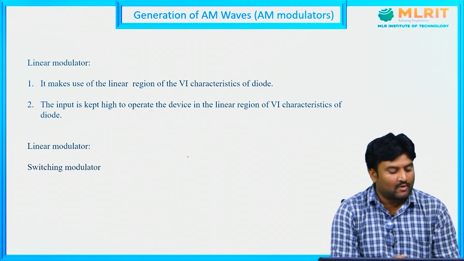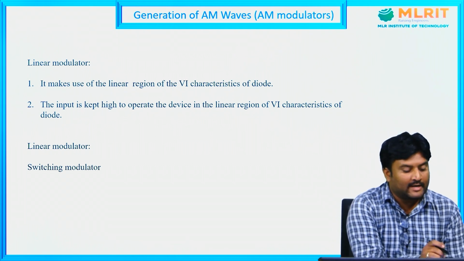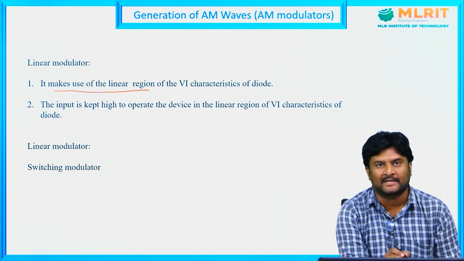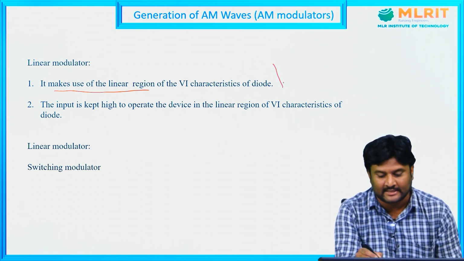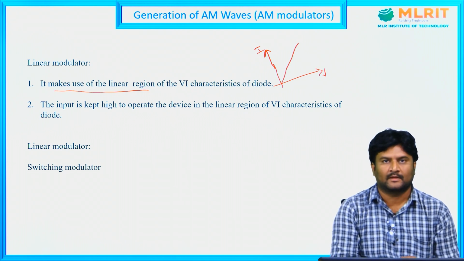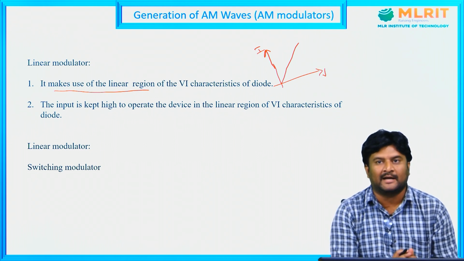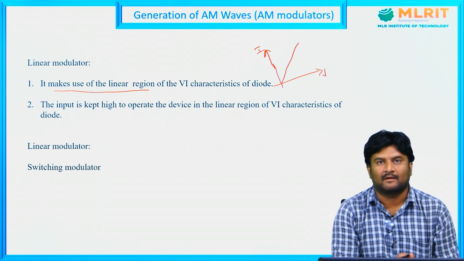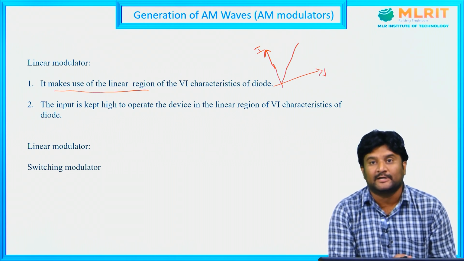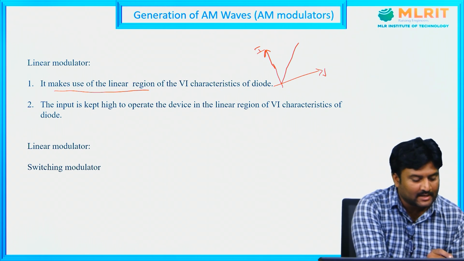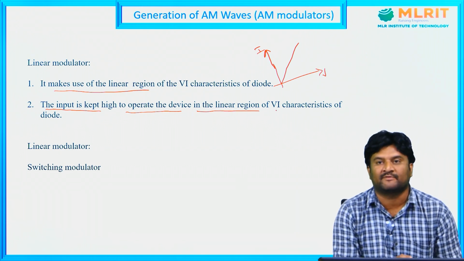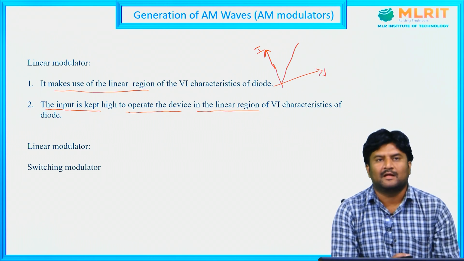Then go for the next one. What is a linear modulator? It makes use of the linear region. What does linear mean? If you take the VI characteristics, voltage and current characteristics of the diode, the linear characteristics means that when voltage increases, parallelly the current also increases. We are using the linear characteristics of the device to derive the modulated signal, here the amplitude modulated signal. That means here the input is kept high to operate the device in the linear region of the VI characteristics of the diode. That is the difference between linear and non-linear.